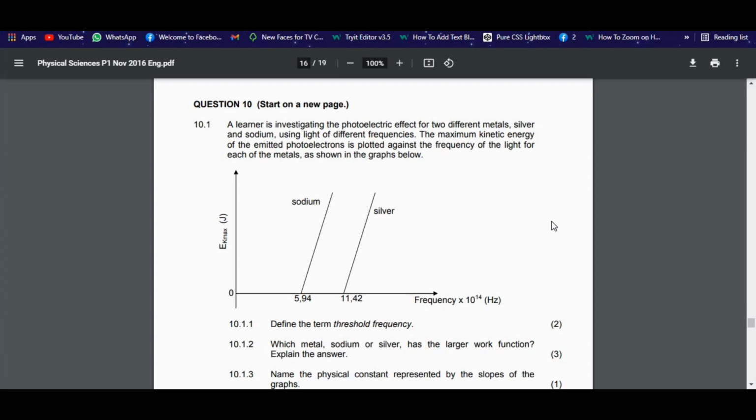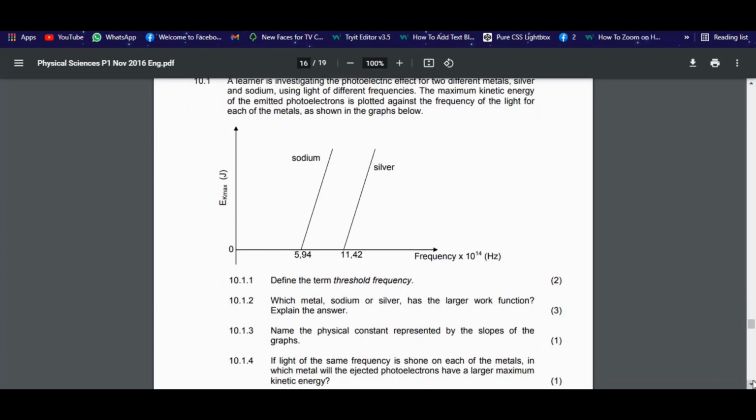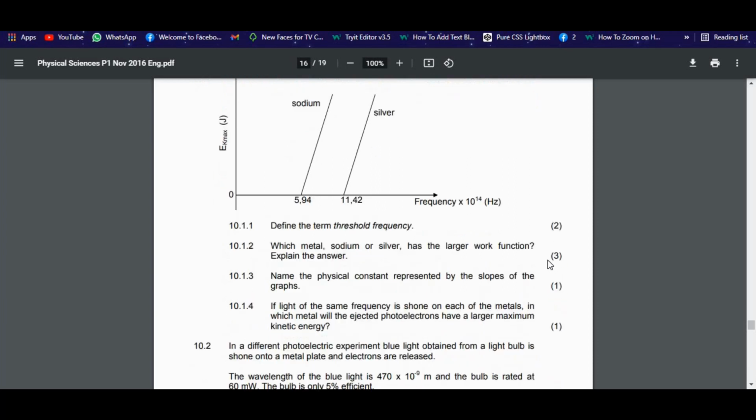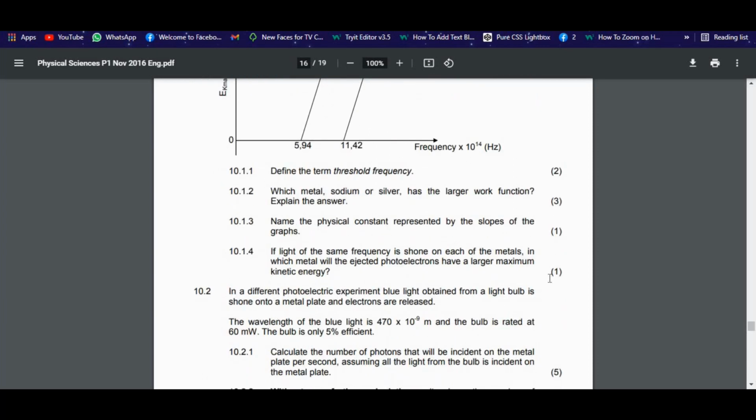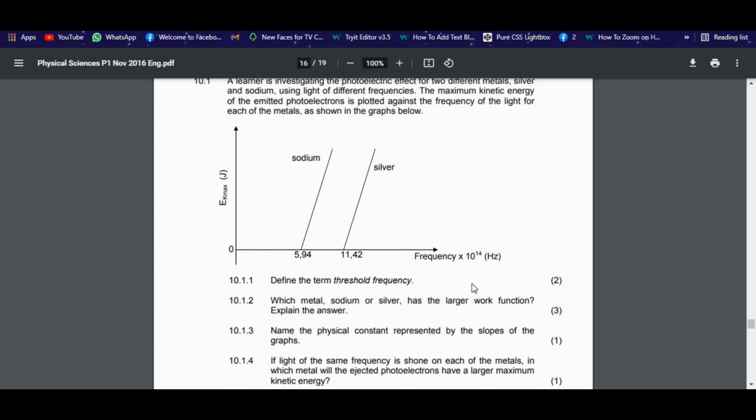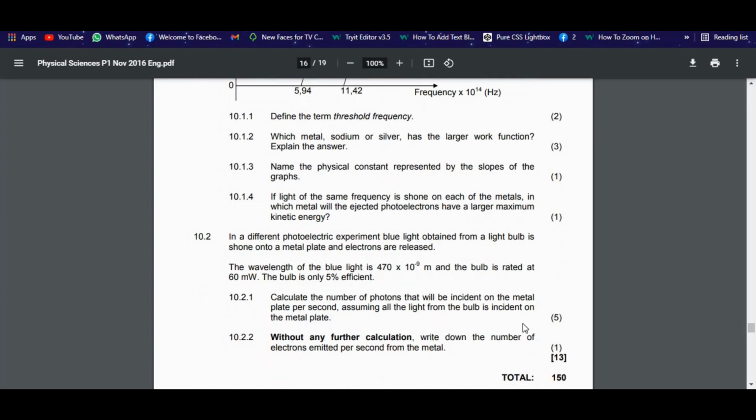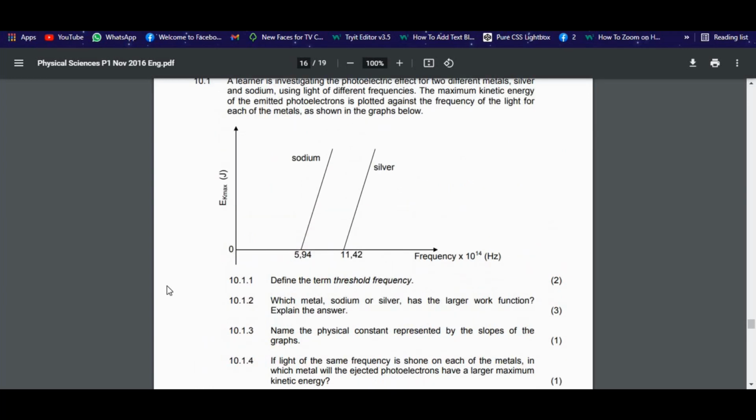Now again, define the term threshold frequency. We just defined it earlier, so I'm not going to have you answer that question. However, question 10.1.2 and 10.1.3 we can go ahead and answer, as well as 10.1.4. That shouldn't take us longer than 5 minutes, because I think there's a bigger question at the bottom here, for 10.2. So let's just spend 5 minutes on this. We'll answer the questions, and then we'll spend the remainder of the time on 10.2. Without wasting any more time, let's go.